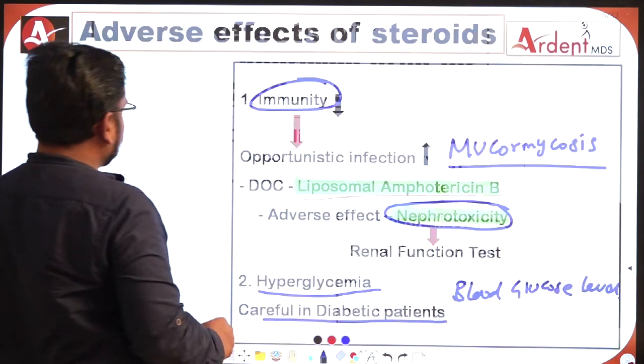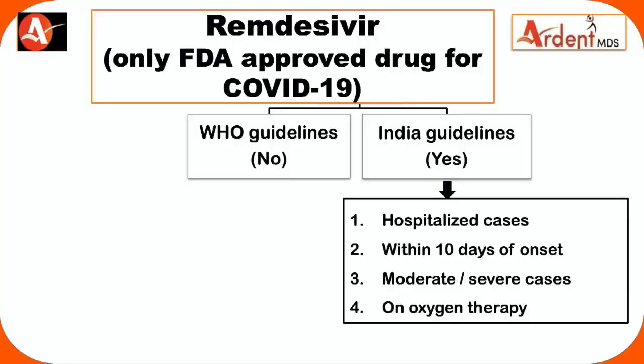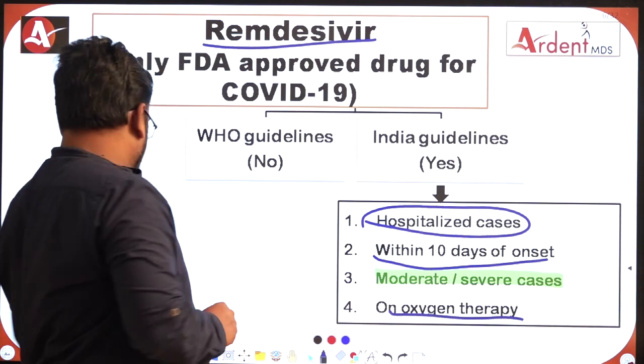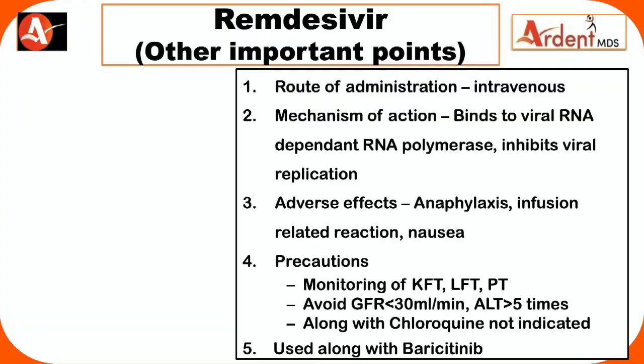Right. Coming to the next very important drug, which is called Remdesivir. So Remdesivir is indicated as per India guidelines, but it is not indicated by WHO. According to the Indian guidelines, it is indicated only for moderate and severe cases, and only those patients who are on oxygen therapy and within 10 days of the onset, and only for hospitalized cases.